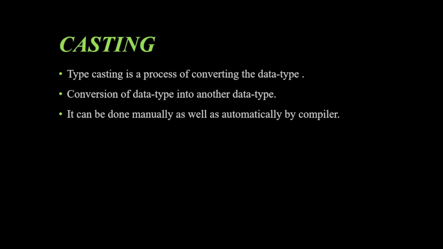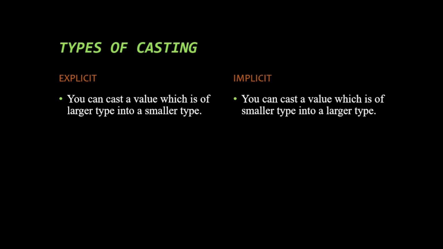So our next topic is what is casting. Typecasting is basically the process of converting one data type into another data type. That is, any primitive data type can be converted from one data type to another. It can be done manually by the programmer as well as automatically by the compiler. So the types of casting are explicit and implicit.